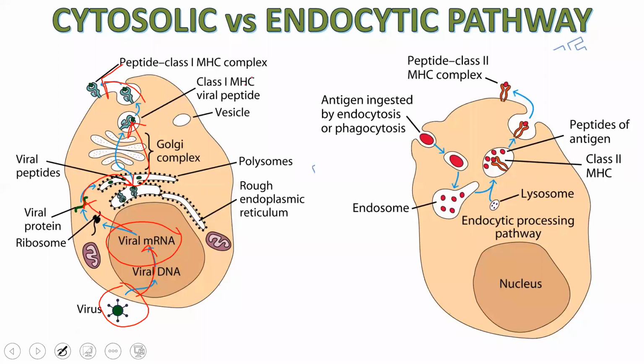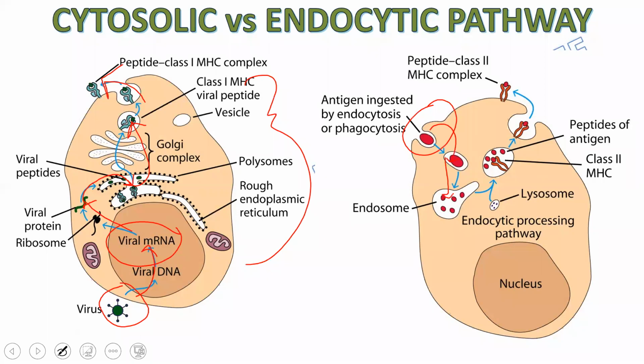So this is also known as the cytosolic pathway or endogenous pathway. The other one is that, as you can see, a foreign pathogen has been engulfed and an endosome has been formed. Within this endosome, the foreign pathogen is digested and peptide fragments are generated.